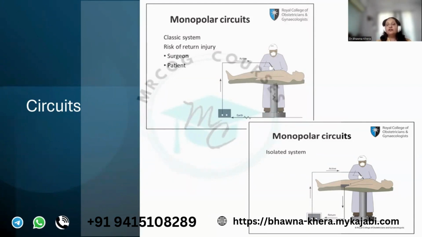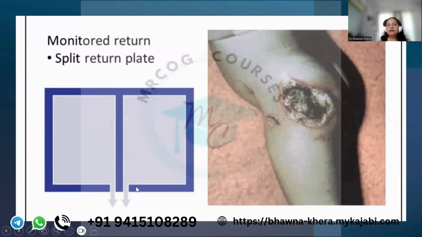So therefore, the isolated system came into vogue. So in the isolated system, a plate is attached to the patient. So now the circuit is fixed. It is not going here and there, and there is no possibility of going into the low resistance zone. So what is happening? The electrode is coming here and then it is sending to the plate and then it is coming down, right? So this becomes more safe. But again, there was a problem. Sometimes if this plate is not properly attached, the patient gets a burn at the site. Okay. So now to cover up that, the split return plate was introduced.